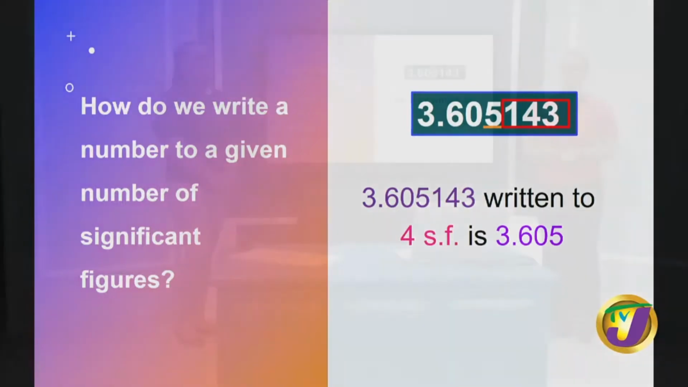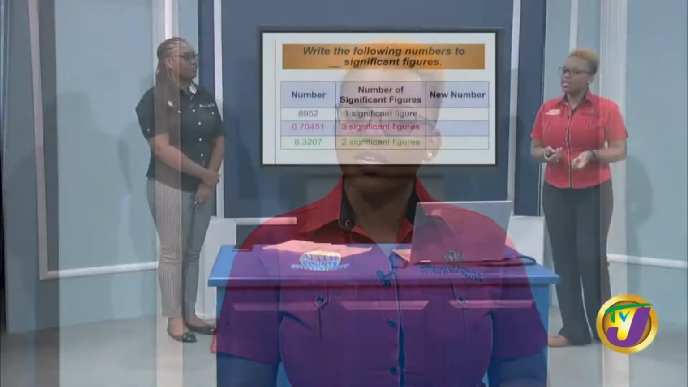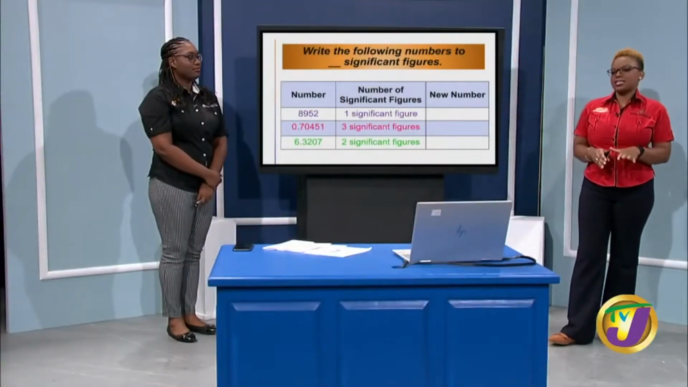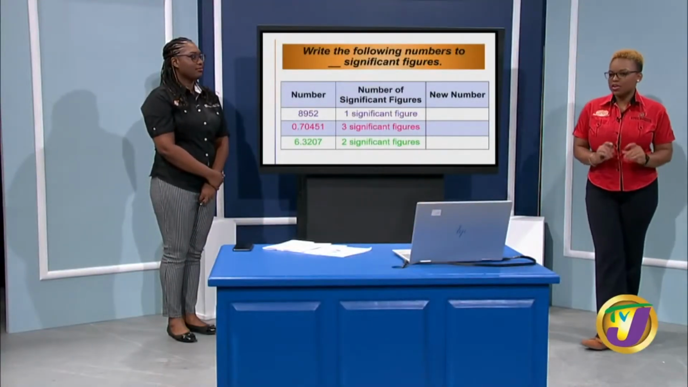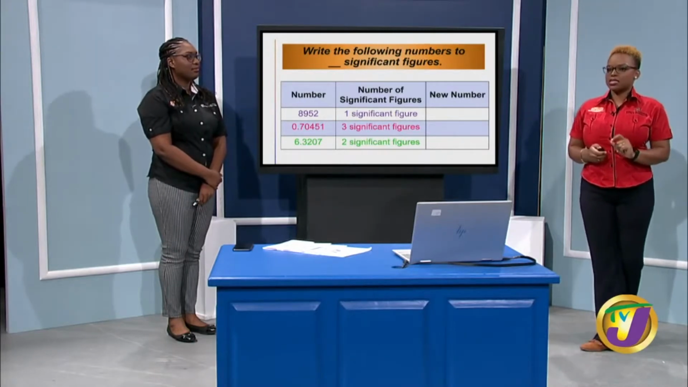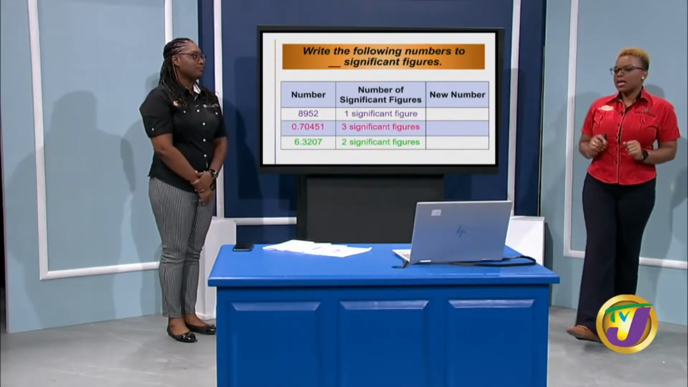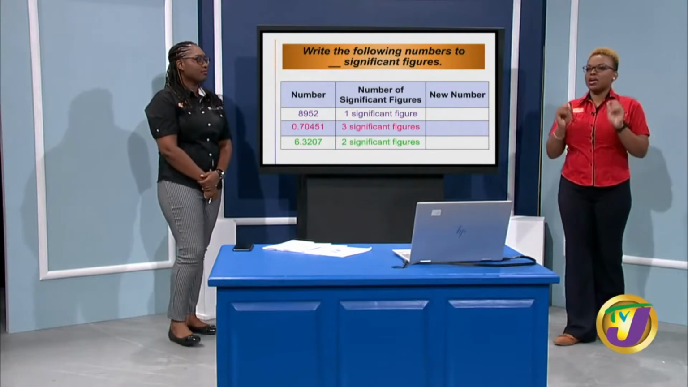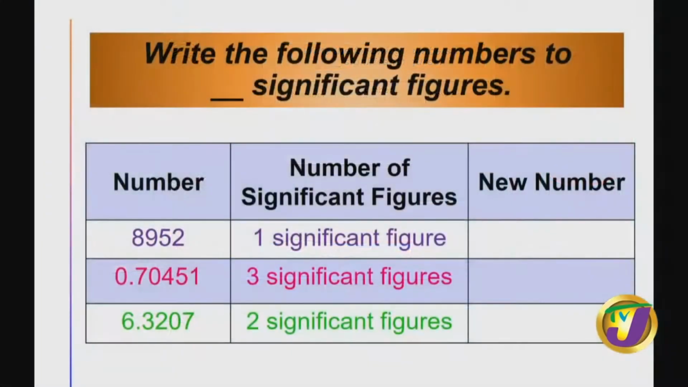Okay, and for you at home, we're going to give you just 3 to try on your own, and Brittany is going to take us through how we write these numbers into the specific number of significant figures. So the first one, 8,952, to one significant figure.